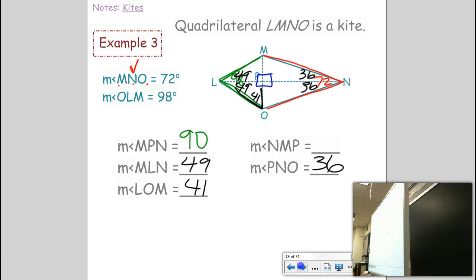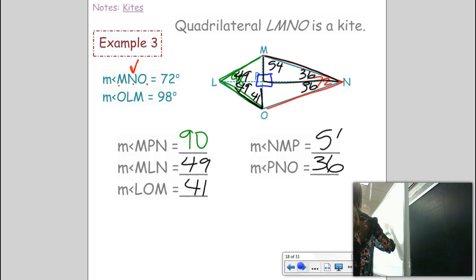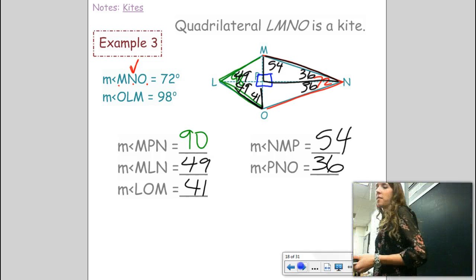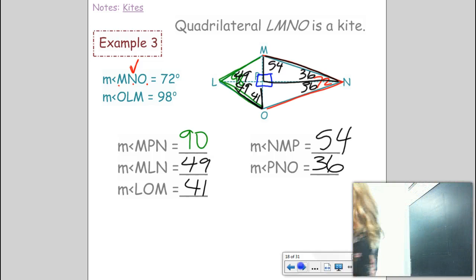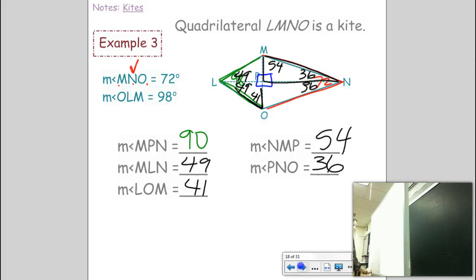And Julius? So we've got a right triangle. That's 90. That's 36. So add them up and subtract from 180. Julius muttered it as he's laying his head down. 54. Very good. Okay, we're getting close.